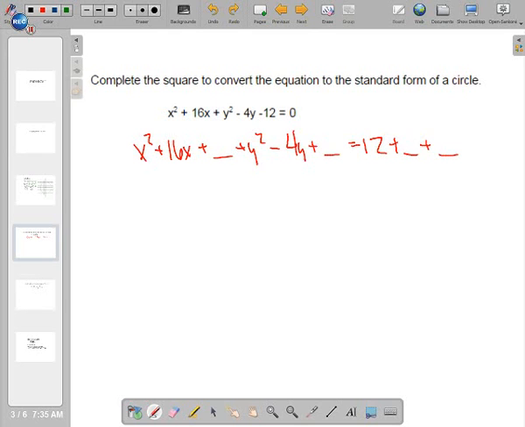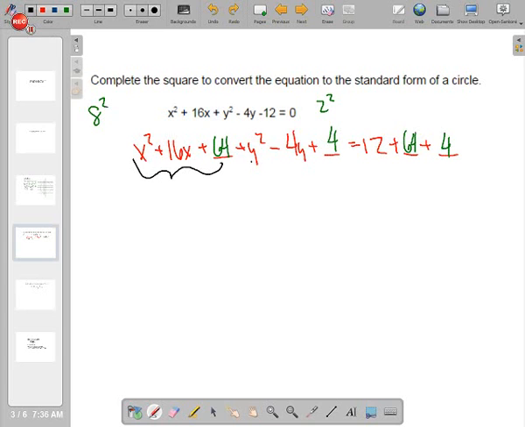To do that, you need to take half of your b term, so half of 16 is 8, and then we're going to square it. 8 squared is 64. We're going to put a 64 right there. We're going to do the same thing right here. Half of 4 is 2. 2 squared is 4, so we're going to add a 4. Now you can't add 64 on the left side and not add it on the right side. Same thing with 4. So I'm just going to put that over there and say, now I can factor.